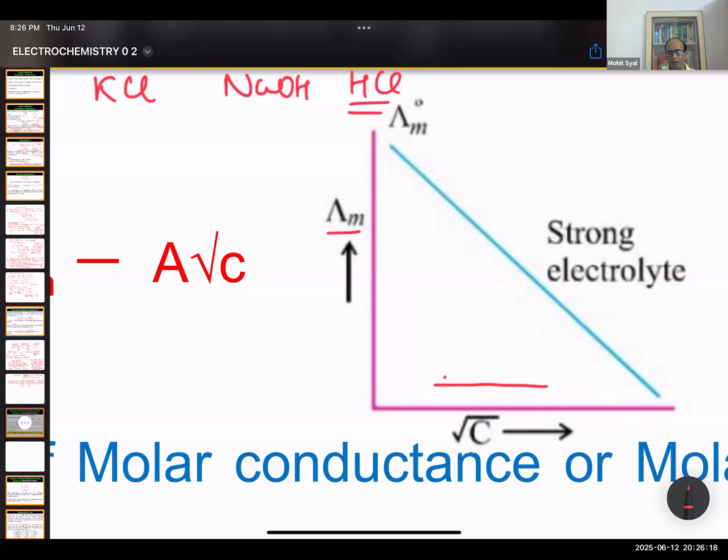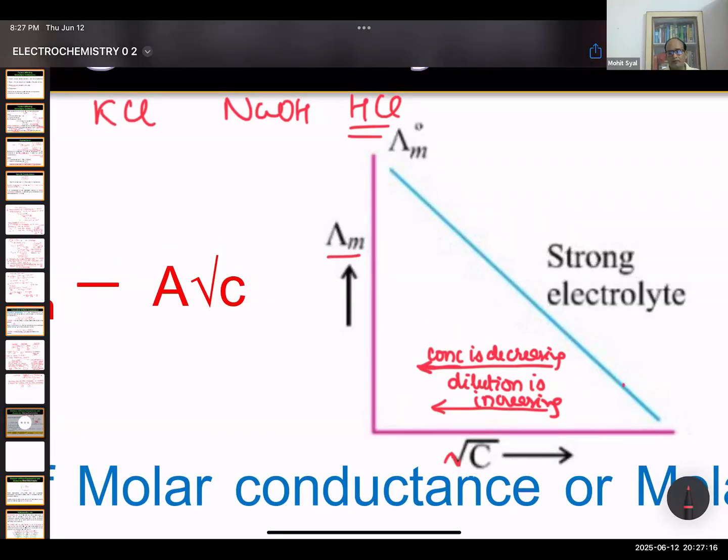So if you are moving in this direction, dilution is increasing. You are putting more and more water. The concentration is decreasing, because when you put water in just 1 mole, it becomes more and more dilute. So that's why this x-axis is the square root of the concentration. When you are increasing the dilution, the concentration is decreasing, and the square root of the concentration is decreasing in this direction. Are you getting my point?